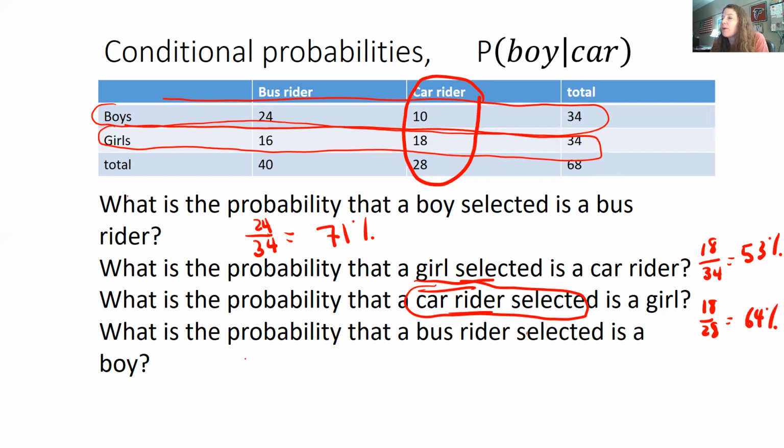And then what is the probability that a bus rider is a boy? So how many bus riders do we have? 40 bus riders. And of that 40, how many are boys? 24. So more than 50%, right? So 60% actually. 60% of the bus riders are boys.